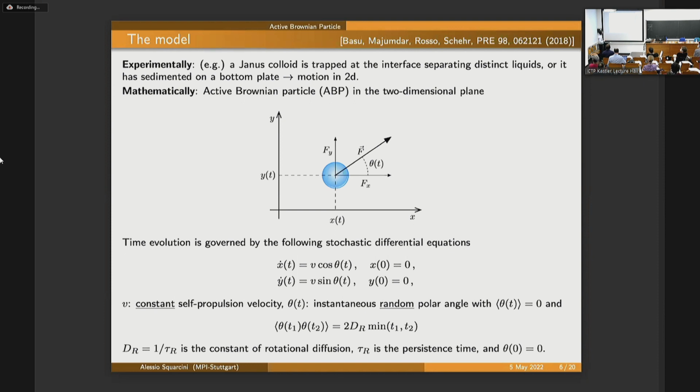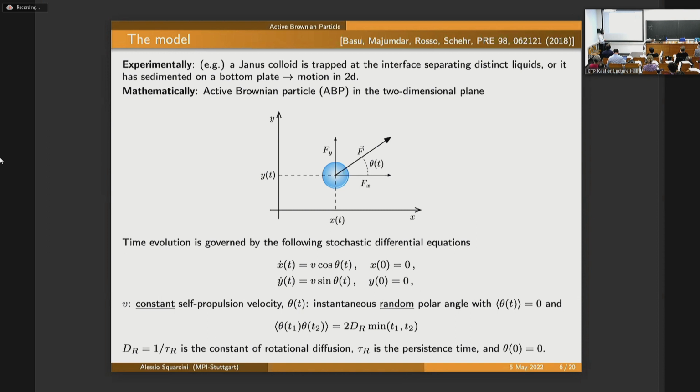So the model, I can come now pragmatically to the model. I am simply referring to the same model already studied by Satya and co-workers some years ago in this paper. So this is our model for the active Brownian particle. It can be, let's say, a Janus colloid, which is trapped at an interface, so it moves in 2D. And we can also assume that the rotation occurs in the same plane where the motion takes place. So these are the equations of motion.